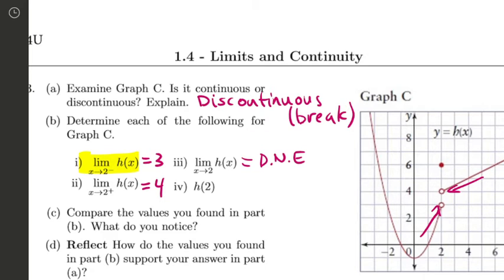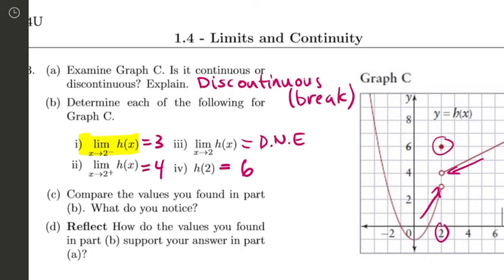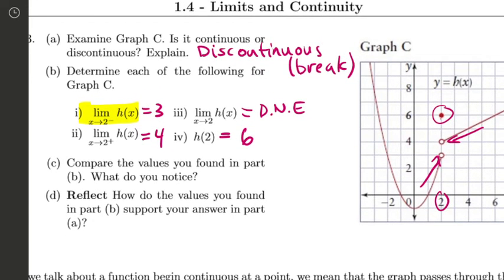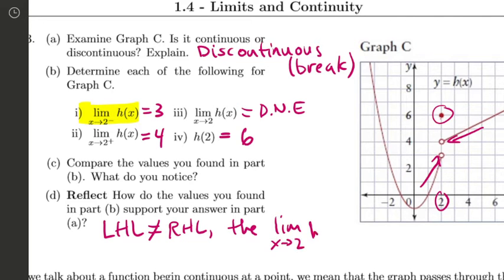Now h of 2. If I look at where 2 is, the y value is defined by that filled-in solid point, not the hollow empty points. That solid point says my h of 2 value is equal to 6. So when I compare the values found, none of them are the same, nothing at all. My answer here is none of these. The left-hand limit is not the same as the right-hand limit. The double-sided limit as x approaches 2 of h of x does not exist.